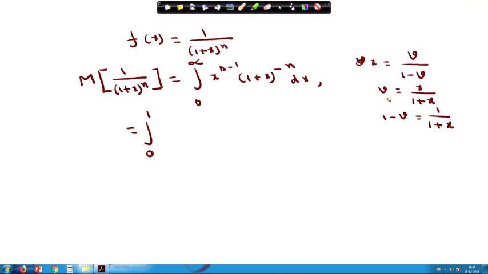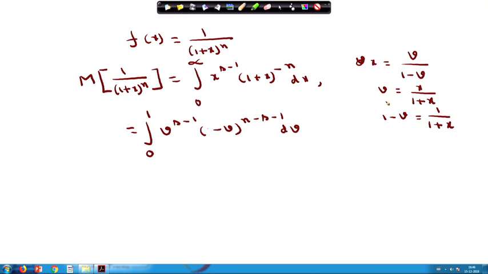I explained earlier, for x equals 0 your v is 0, and for x equals infinity your v is 1, so that it equals v to the power s minus 1 into 1 by 1 plus x whole to the power n, and 1 plus x whole to the power n means 1 plus v to the power n. So, this becomes 1 minus v to the power n minus s minus 1 into dv. So, this integral by this substitution x equals v by 1 minus v, I am getting this.